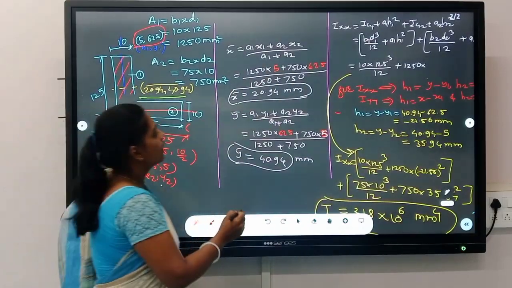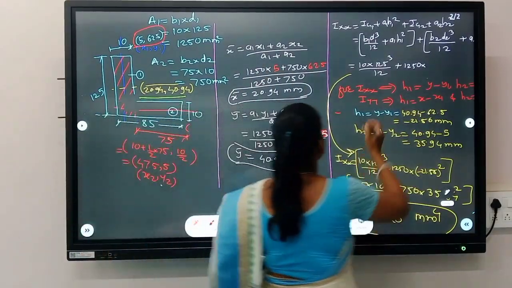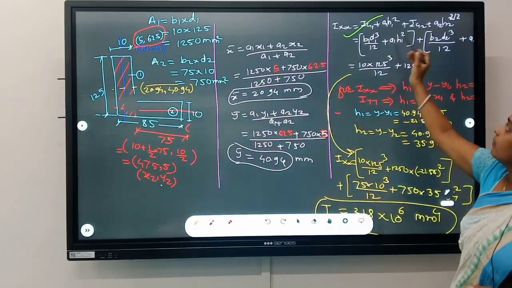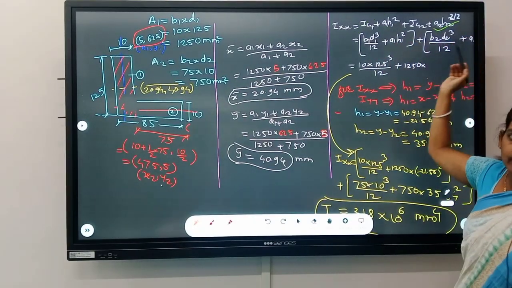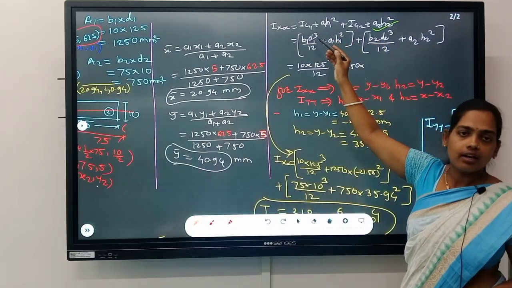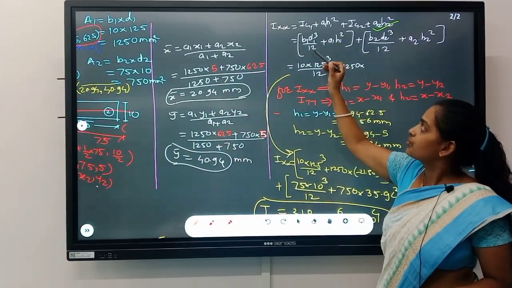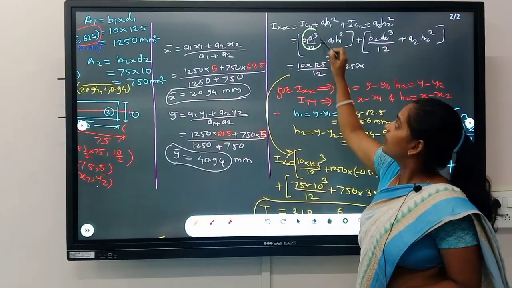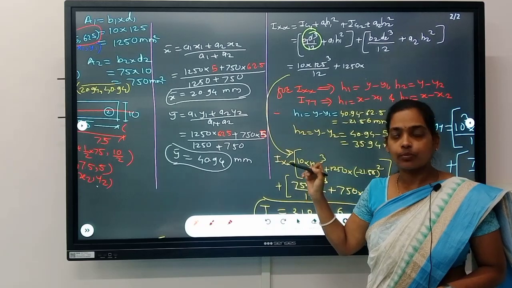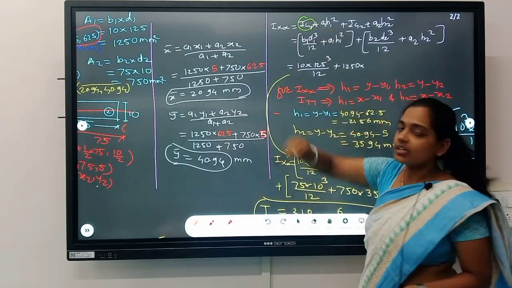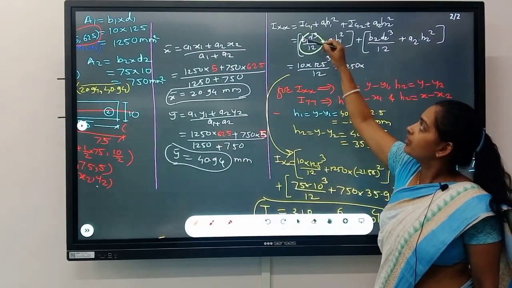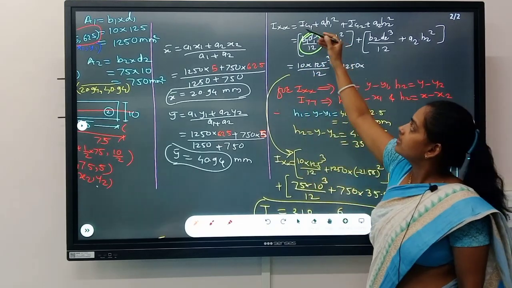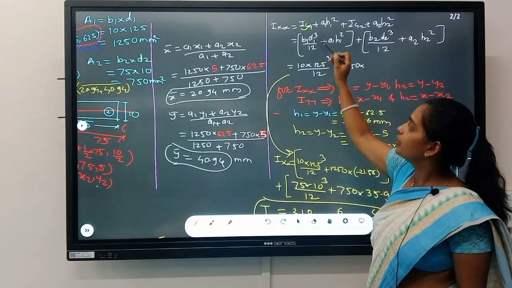Then we'll calculate Ixx. The formula to calculate Ixx is Ig1 plus A1H1 square plus Ig2 plus A2H2 square. Since this is a rectangle, Ig stands for BD cube by 12. Suppose it is a circular section, then Ig is replaced by pi d raised to 4 divided by 64. Suppose this is a triangular section, then the formula will become BH cube divided by 36. So since this is a rectangular section, it is BD cube by 12.